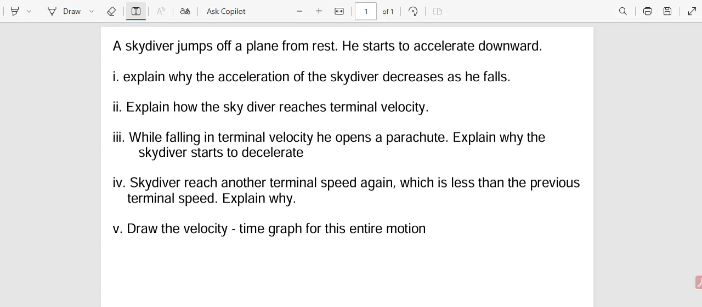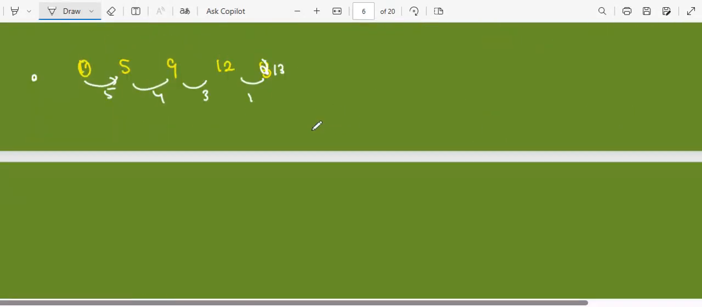Now, consider a parachute and a skydiver. As soon as he jumps off the plane, this is what will happen. Let's say his mass is 50 kilograms, so his weight is about 500 newtons. The air resistance is acting, and at some point the air resistance will increase from 0 to 500. When the air resistance is equal to the weight, he will reach a constant velocity. That is the initial terminal velocity.